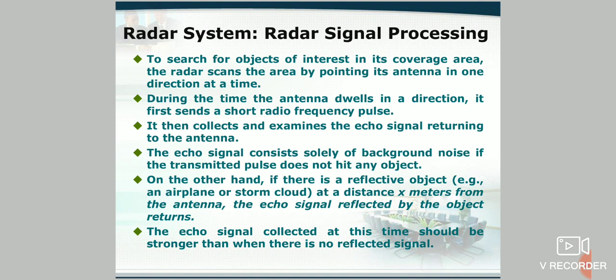The echo signal consists solely of background noise if the transmitted pulse does not hit any object. So if no object is detected in the surrounding environment, then the echo signal consists solely of background noise only.